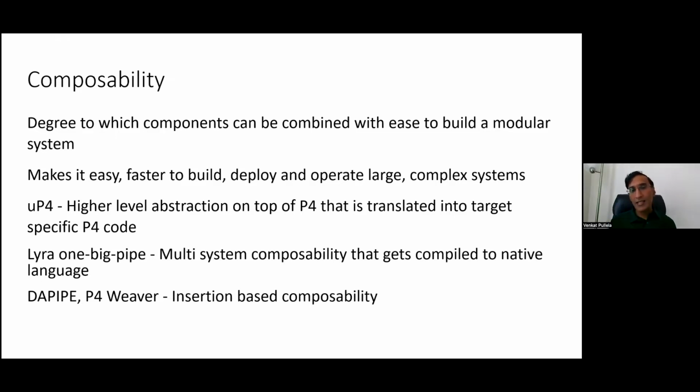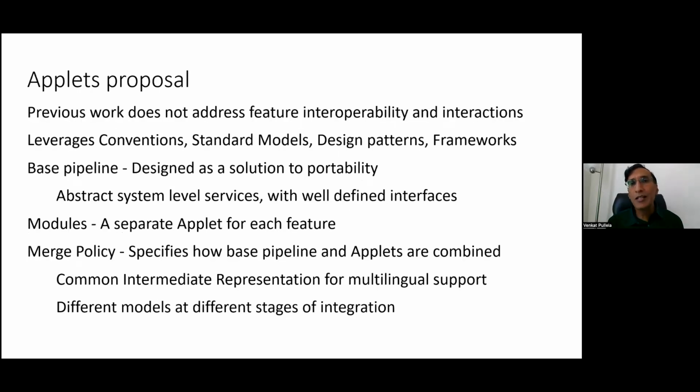We can see that as an ecosystem, we are moving forward with each of these models, right? And what we are proposing, hopefully, is the next couple of steps. So here is the applet proposal, right? And why are we even saying that we need to do something more? Fundamentally, I see it as the existing work does not address feature interoperability and interactions.